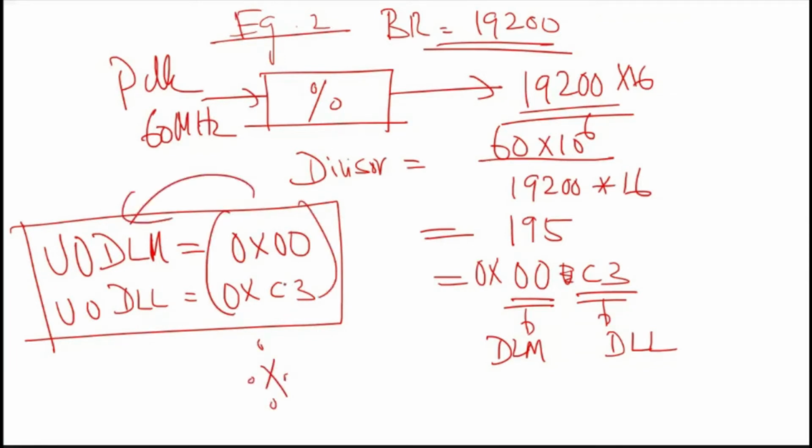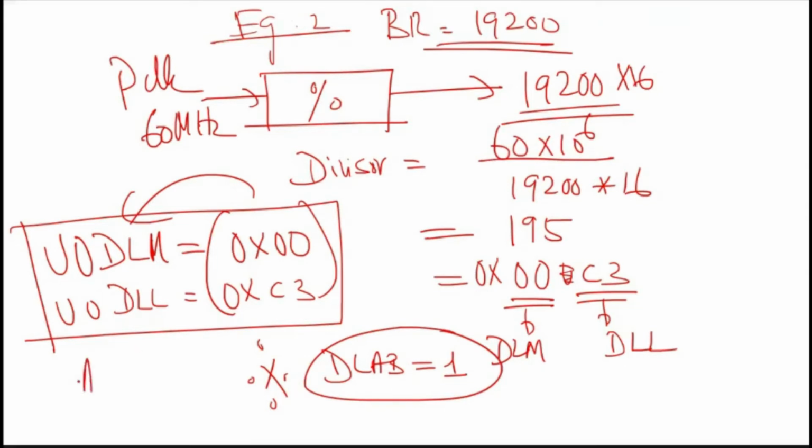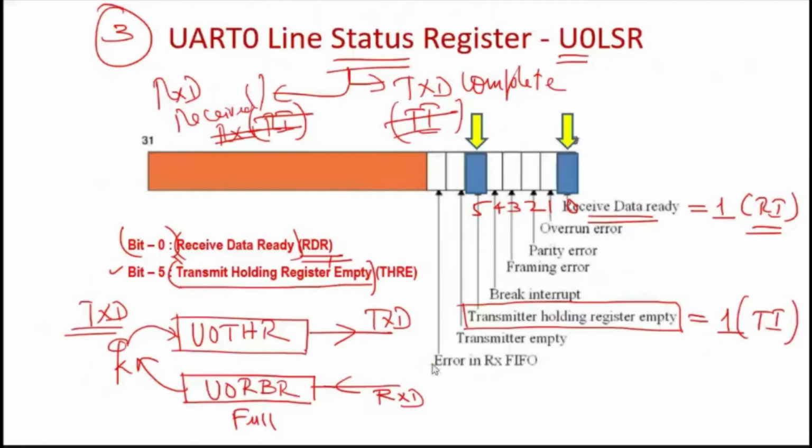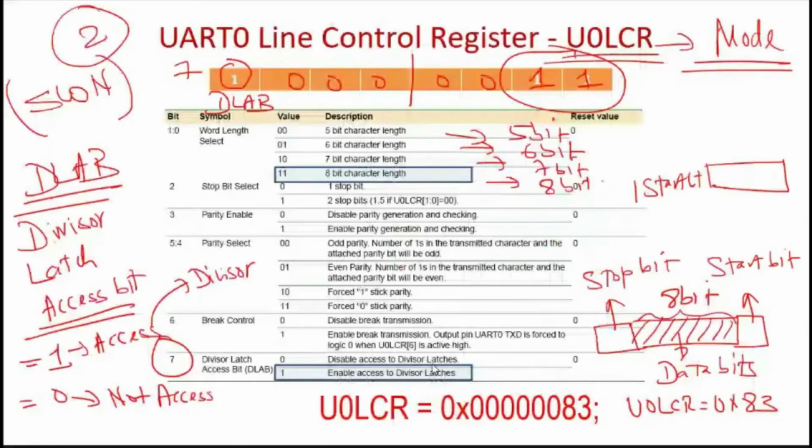The important thing that you have to understand here is, if you want to write these two values into the SFRs, you need to put the DLAB bit as 1. This is very important. That is what we mean by divisor latch access bit. If you want to access these two divisor registers and write some value into them, the DLAB bit has to be a 1. That is the reason why we made our DLAB bit 1 in UART0 line control register. This DLAB bit equal to 1 means you can write some value into DLL and DLM.